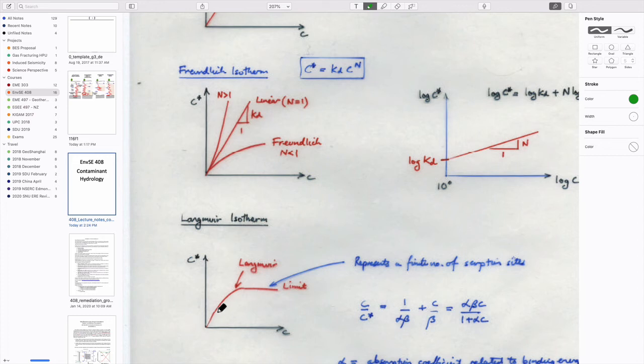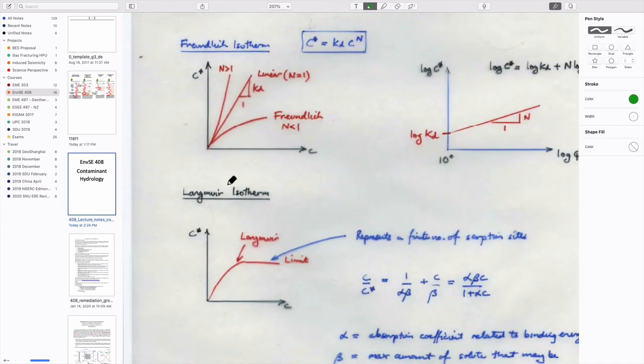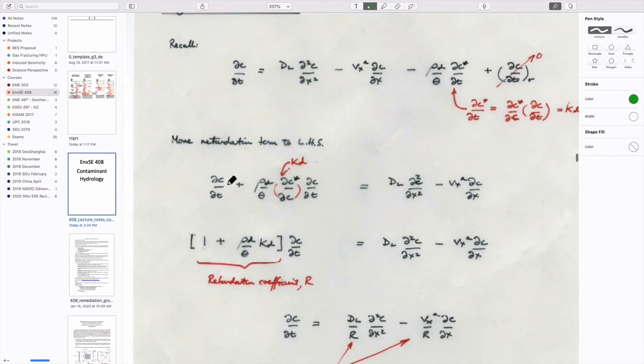But if you're only working at very dilute concentrations, which is typically what we are, you're only working on this very first part of the curve, and so you never get up here. And so for that reason, our systems will always assume that they're linear. That's tough enough for us to do, and we'll deal with it that way.